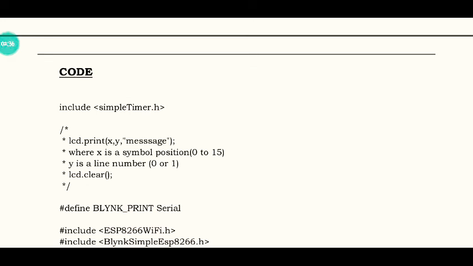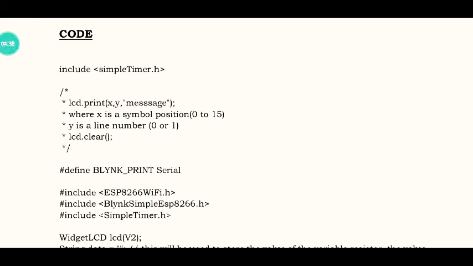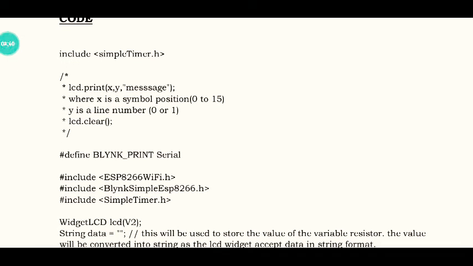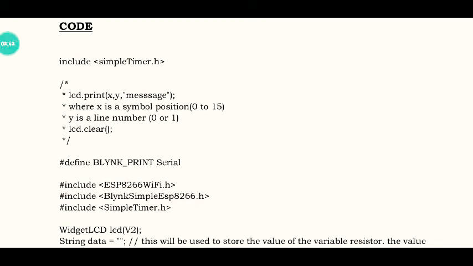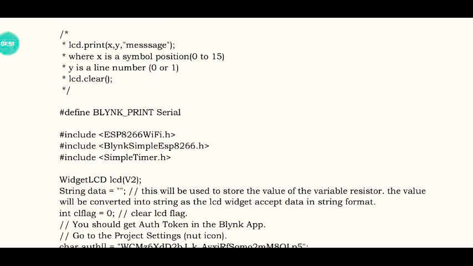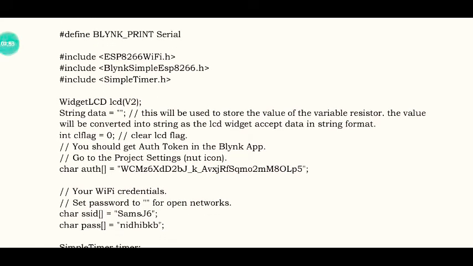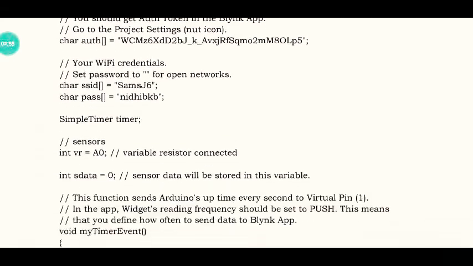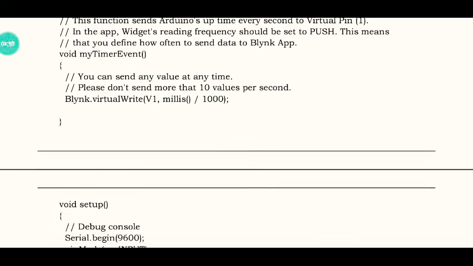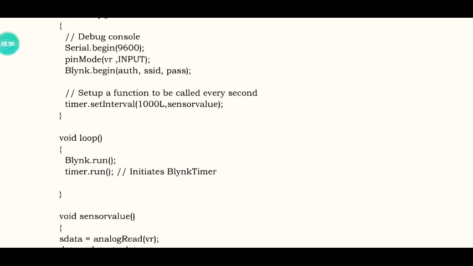Now this is the code for our project. In this code, I have used the authentication ID from Blynk, and to connect NodeMCU, I added the hotspot SSID and password. This is the whole code for programming.